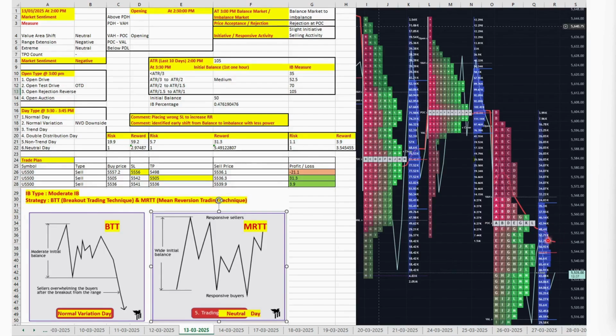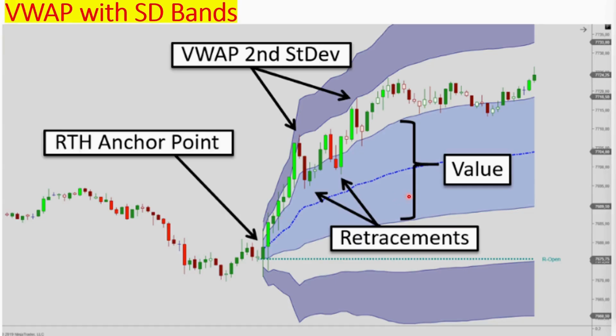I have incorporated the VWAP with standard deviation bands. If you look into this particular slide, in the first screenshot, we focus on the RTH anchored point marking the start of the US session. From this point, the VWAP and value area zone develops, with the upper and lower bands representing the plus and minus 2 standard deviation levels.